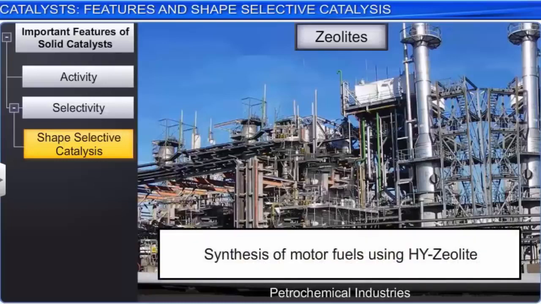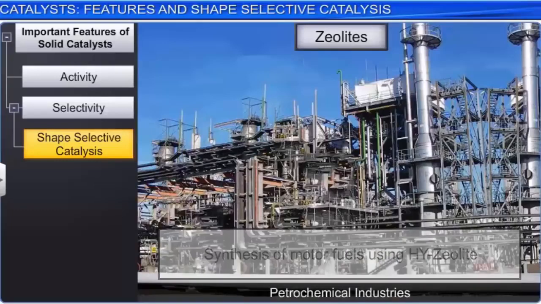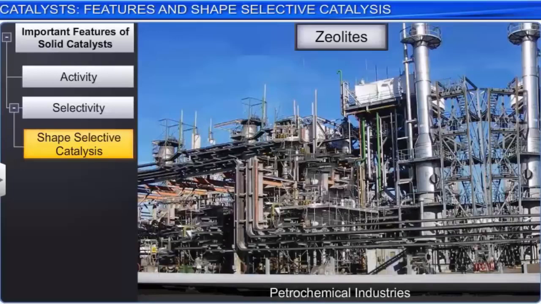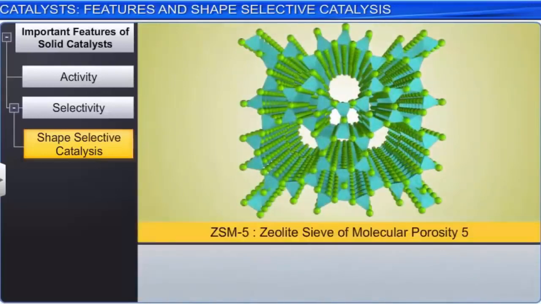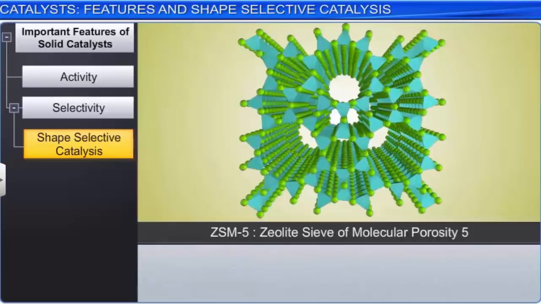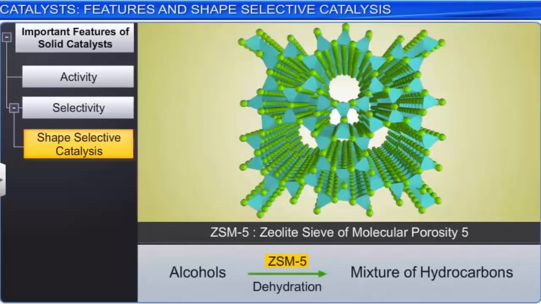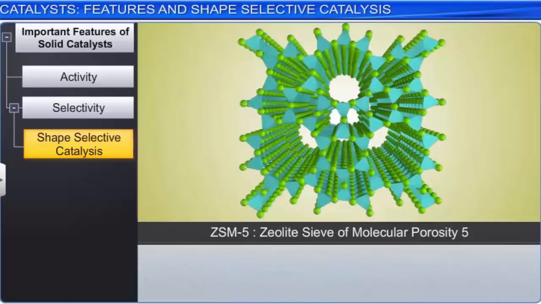An important zeolite catalyst used in the petrochemical industry is ZSM5, which is a zeolite sieve of molecular porosity 5. ZSM5 converts alcohol directly into gasoline or petrol by dehydrating it, resulting in a mixture of hydrocarbons. All applications of zeolites are driven by environmental concerns, and they contribute significantly to a cleaner and safer environment.